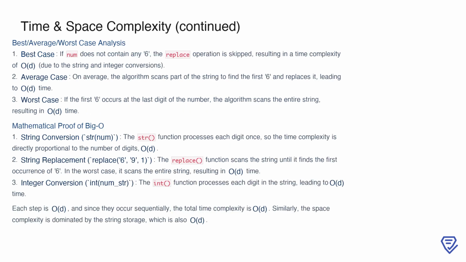Analyzing the best, average, and worst-case scenarios further solidifies the efficiency of the solution. In the best case, if the input number contains no 6, the replace operation is skipped entirely, and the time complexity remains O(d) due to the string and integer conversions. On average, the algorithm scans a portion of the string to locate and replace the first 6, which still results in O(d) time. In the worst case, where the first 6 is located at the very end of the number, the entire string is scanned, leading to O(d) time as well.